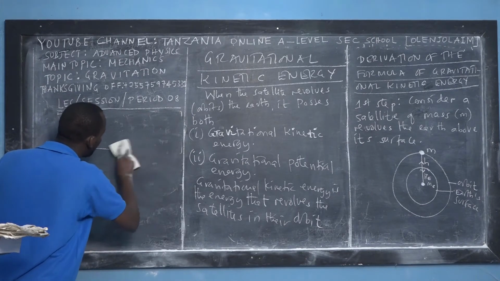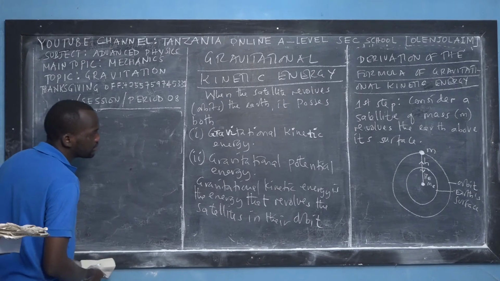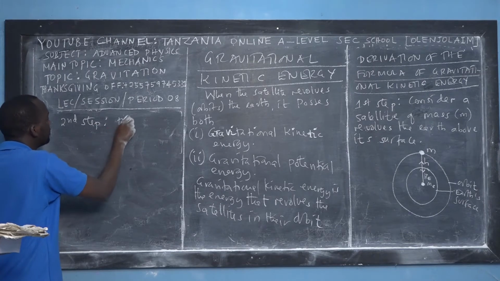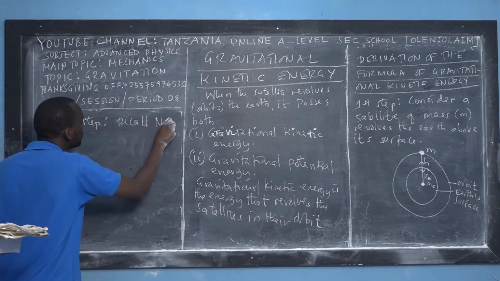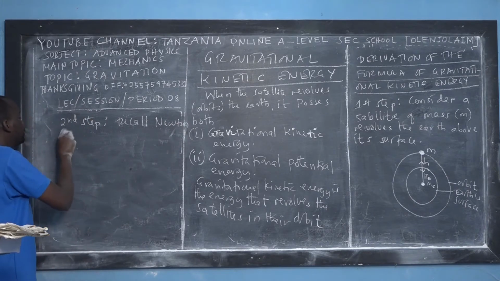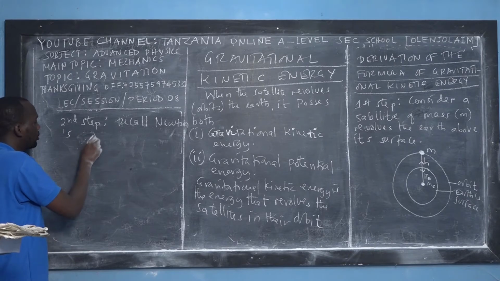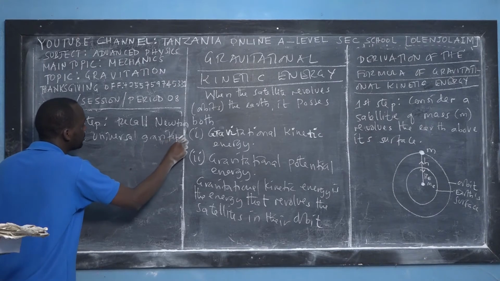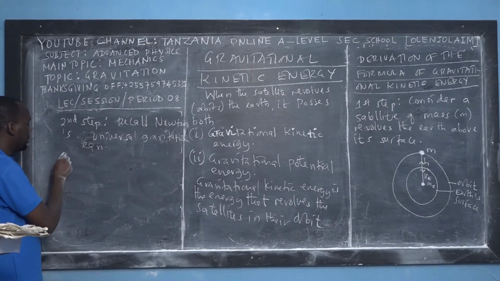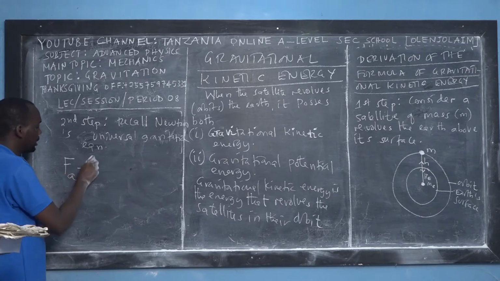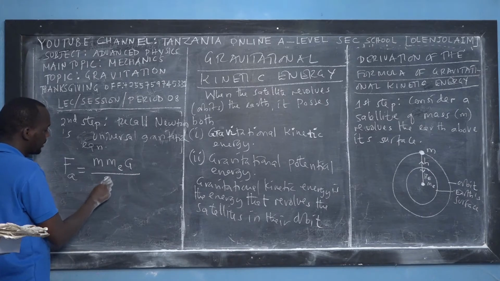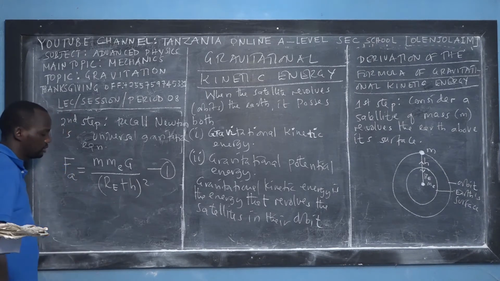So we get to the second step of the derivation. Recall Newton's universal gravitational equation, which says that the force of attraction between the satellite and the S is given as this, over the radius of the S plus the height h, squared. So this is the first equation.